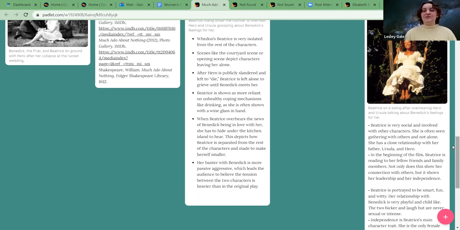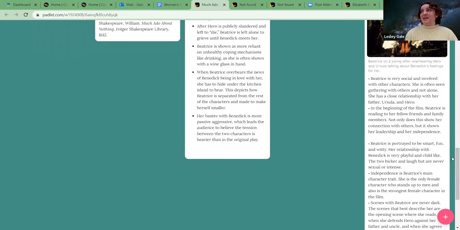She's also seen holding a wine glass almost all of the film, which shows that she might be dependent on some unhealthy coping mechanisms. When she hears the news that Benedick likes her, she's actually hiding under the kitchen counter, which I think shows her separation and isolation from the rest of the family as well.